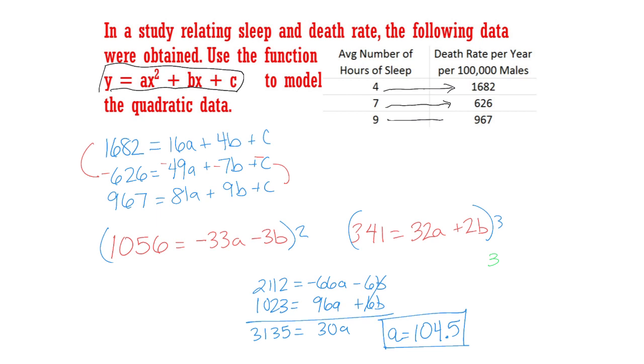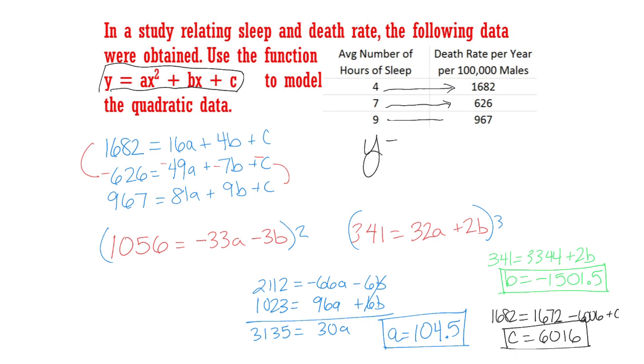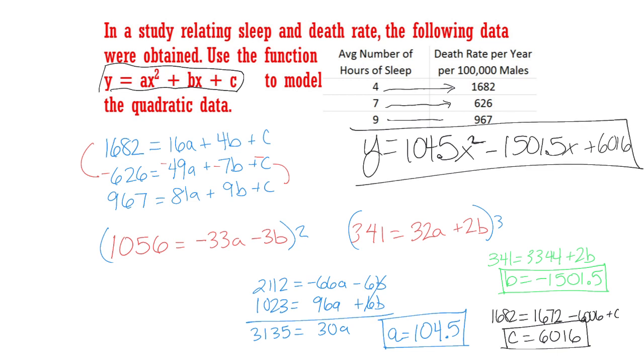So my final answer, I sort of ran out of room, so I'm going to go up here next to the table and I'm going to write Y equals, and instead of an A, I'm going to put in my 104.5 x squared. And then my B value, so then it's a minus 1501.5 x, and then plus 6016. And that's how we'll write our answer.